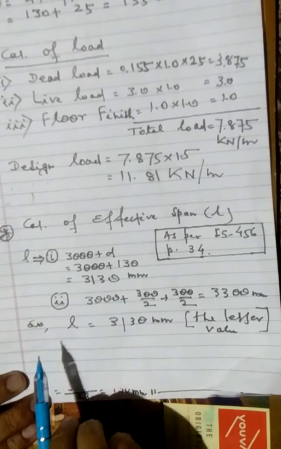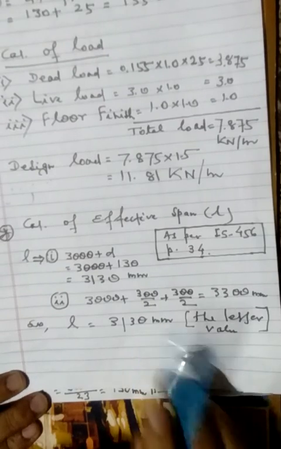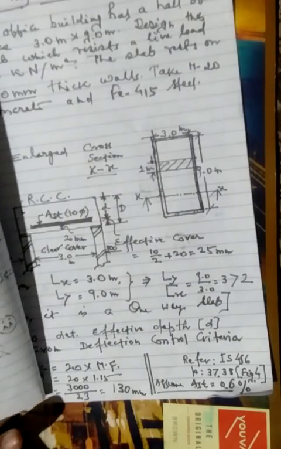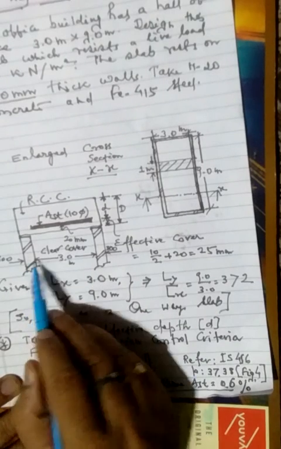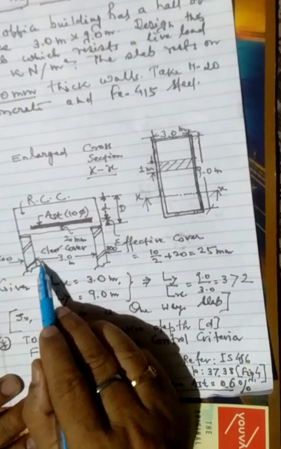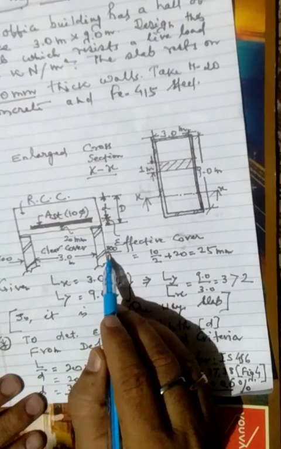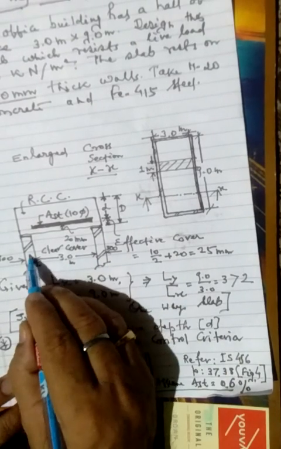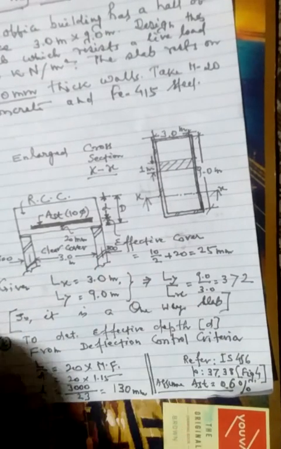And the second option is the center to center of the support. So as you have seen in this diagram, the slab is having one support of 300 millimeter, the internal clear span 3 meter, another support 300 millimeter. So from center of this support to center of this support we have to calculate.